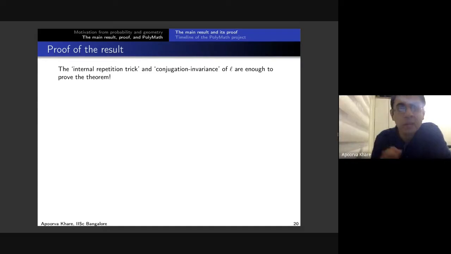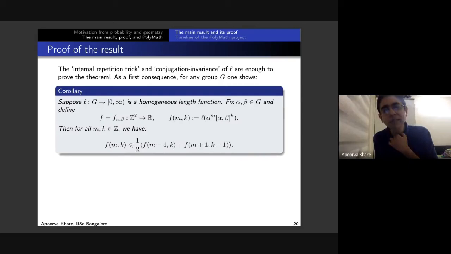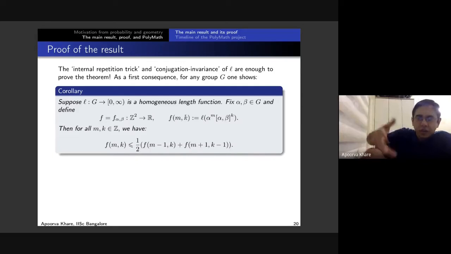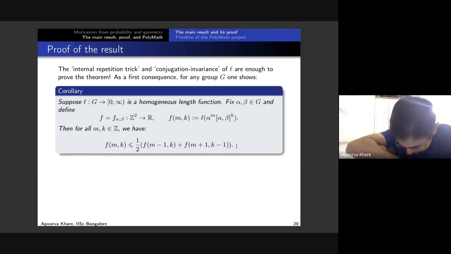Or a shifted binomial. So first of all, one shows this. This is again a corollary that was first observed by Tobias Fritz. He said that the condition that you have will allow us to develop some kind of a discrete heat equation. Remember, Siddharth's idea to program his computer was to take alpha beta to the k for large k times alpha to the 1. Tobias said, no, let me take all possible integers k and all possible integer powers m, and define the function of two variables, given a homogeneous length function, to be the length of alpha to the m, alpha beta to the k. Then that internal repetition trick applies to give you this. Just some functional inequality, which as I said, Tobias called the discrete heat equation.